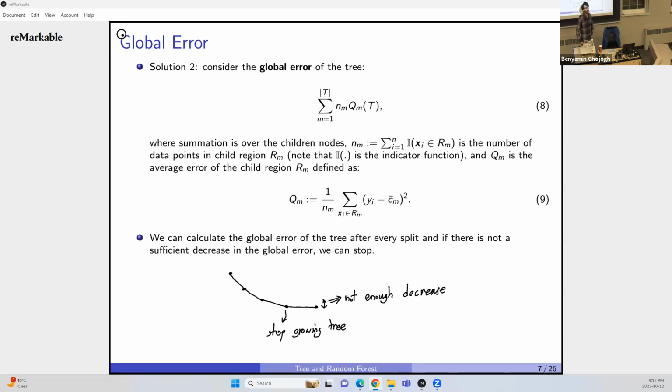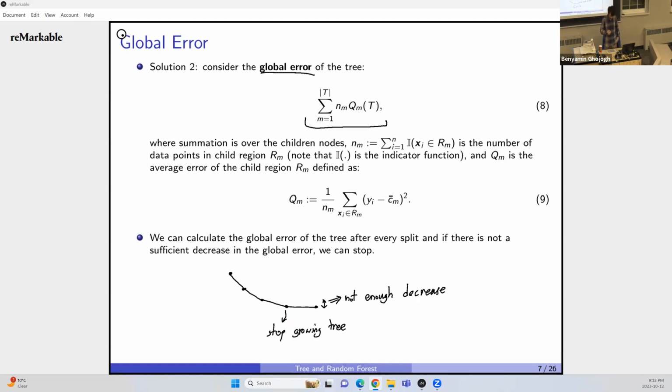Solution 2, another way that we can do that, is to consider the global error of the tree. That was the local error that we talked about, now global error. Global error is defined as this, summation of N_m Q_m(T).